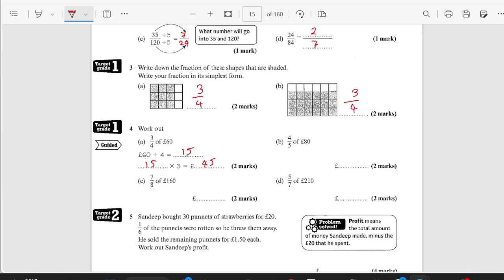I wouldn't necessarily do this as 2 sums. I would probably kind of say that that's going to be the same as 4 times by 80 all over 5, and I would do the divide by 5 first. So 80 divided by 5 is going to be 16, and then 16 times by 4 is going to be 64.